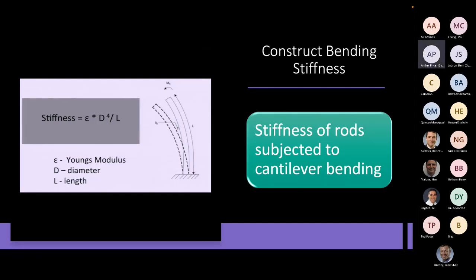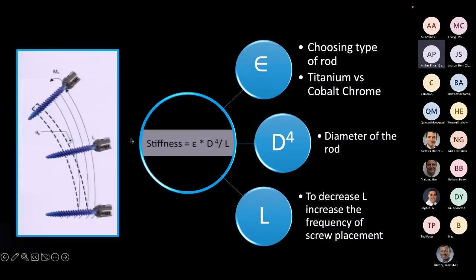So we know that stiffness is important with regards to optimizing biology. And so what factors play into the stiffness of your construct? The stiffness of the rods is mainly subjected to cantilever bending. So it's important to keep this equation in mind, because this is the way that you can change these different parameters to increase the stiffness of your construct.